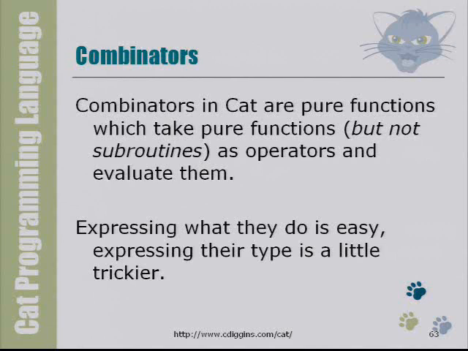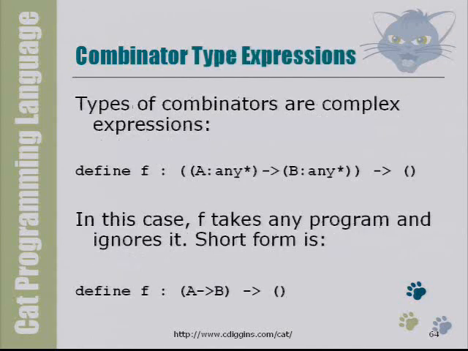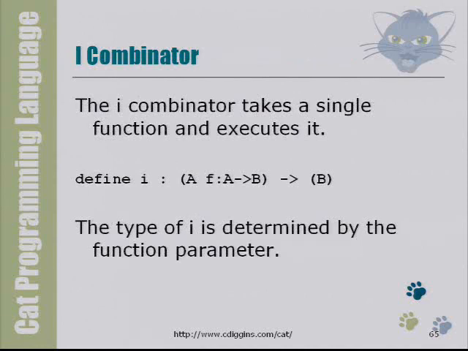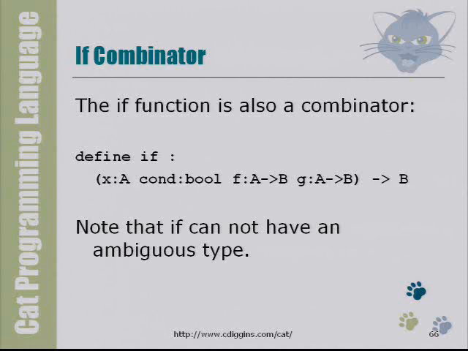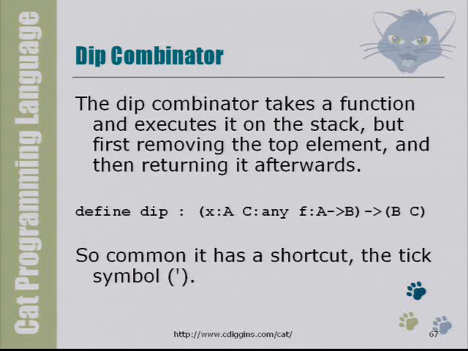Combinators are functions which take functions. I've already said that. There are type expressions for combinators, but I don't have time for this. Sorry. The I combinator, I told you what this one does. It takes a function and it executes it. It's very simple. That's the type annotation for it. If is a combinator. Dip is a combinator which hides the top of the stack and replaces it after it finishes executing the function on top of the stack.